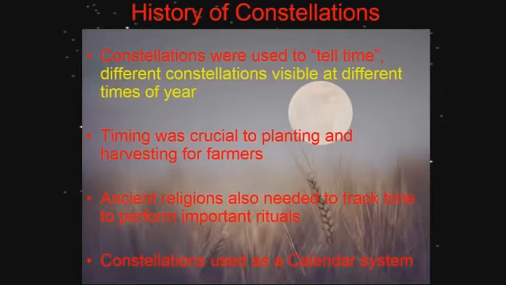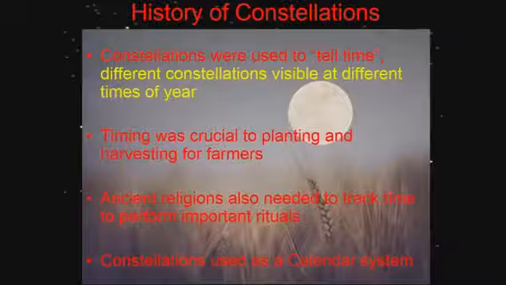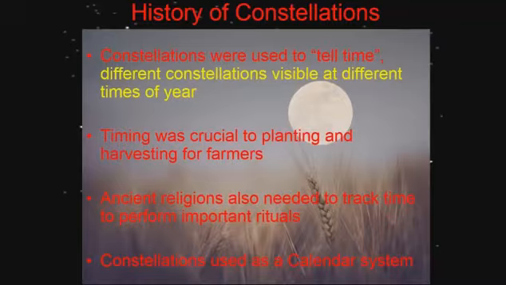So back to constellations. So constellations were used to tell time. Different constellations are visible at different times of year. Obviously we're talking about the constellations that rise and set, not the circumpolar ones, which are always there. And that timing was crucial to tell people when to plant and when to harvest. A lot of ancient religions also wanted to track time. They wanted to know when it was time to perform certain rituals. And that meant that they would look at the constellations as a calendar system.